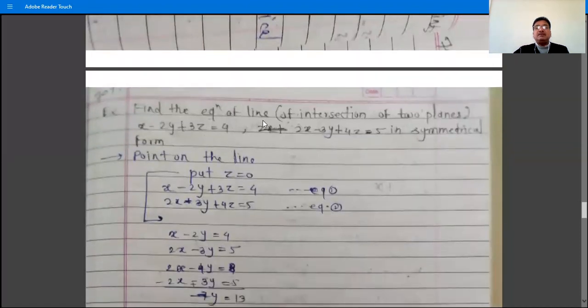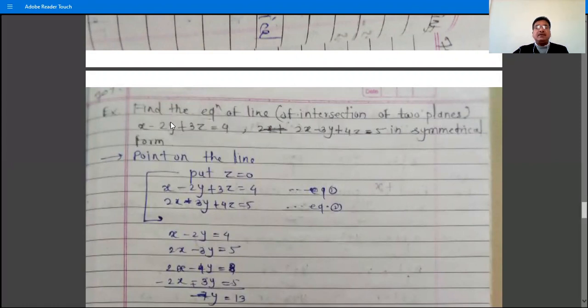Next question is find the equation of line of intersection of 2 planes. Find the equation of line. This wording is in bracket, meaning it is either given in the problem or not. This is the equation of plane actually: x minus 2y plus 3z is equal to 4, and this is 2x minus 3y plus 4z is equal to 5, in symmetrical form. That is, these equations are equations of planes. So after intersection of these 2 planes, we have a straight line, or the line of intersection of 2 planes.